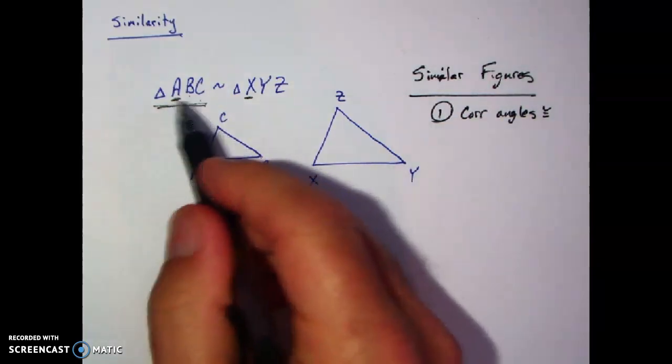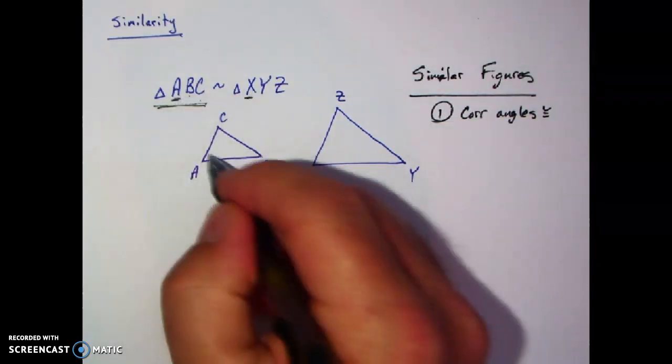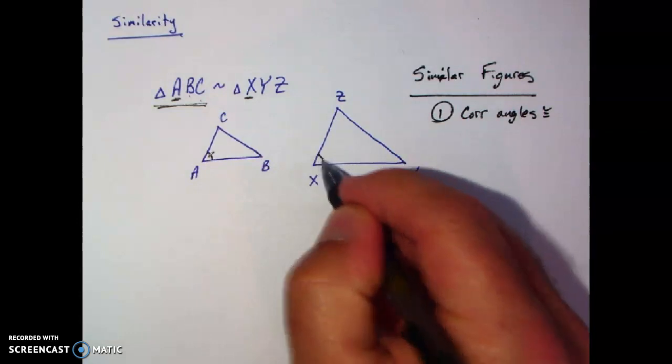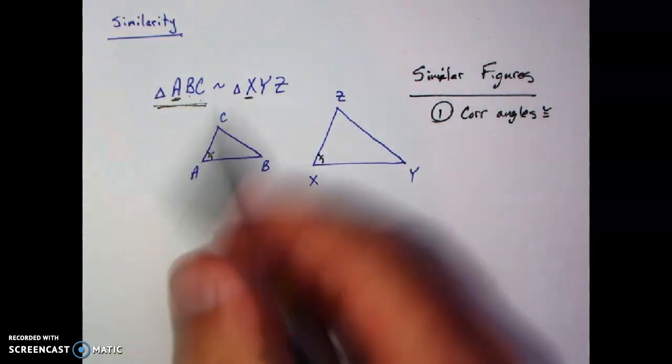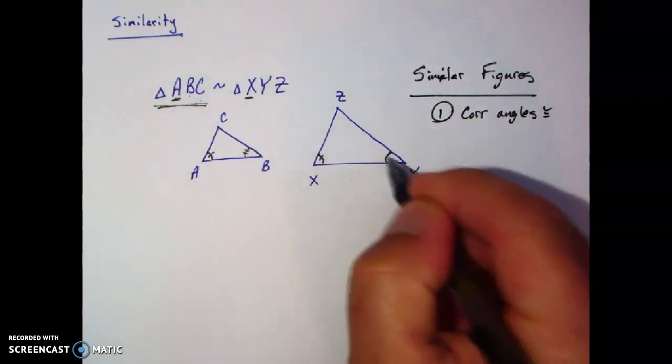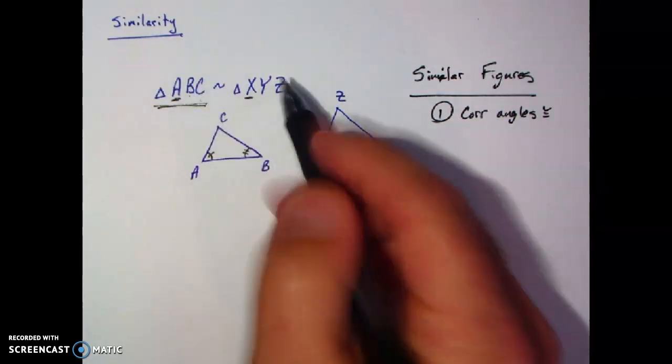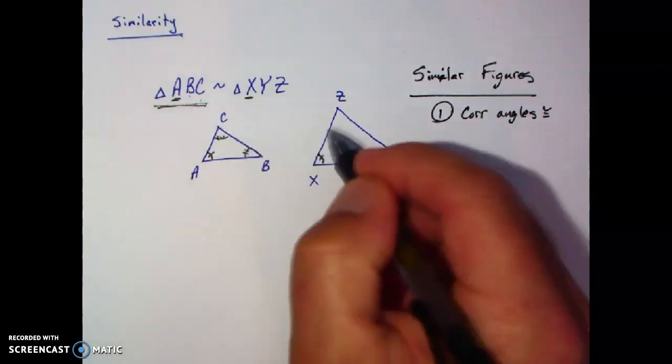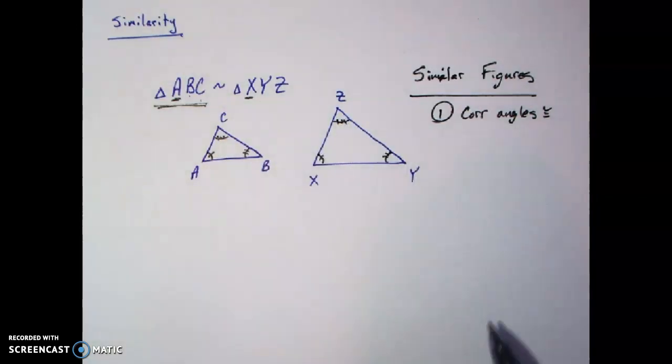So back to our figure here, we have A and X. We would know that those two angles must be congruent to one another. Likewise with B and Y, and then C and Z. So that's the first part. Similar figures have corresponding angles that are congruent.